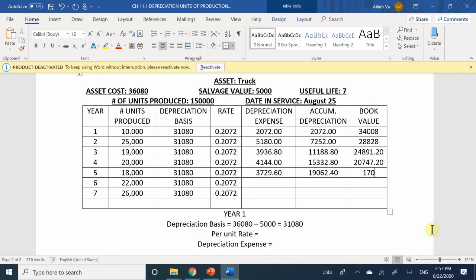Okay, so go ahead and recalculate your accumulated depreciation. Your previous, which is 15,332.80, and you're going to add your current year's depreciation expense, which is 3,729.60. That gives 19,062.40. And you're going to take that number and subtract it from the total cost of the asset, which is what?